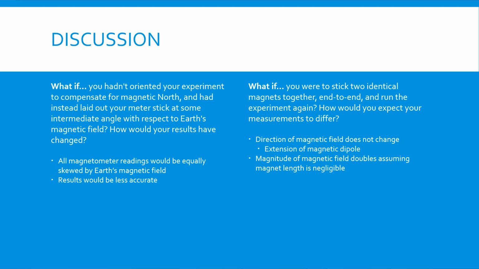If 2 identical magnets were stuck together before performing the experiment again, we could find that the direction of the magnetic field does not change because the second magnet essentially extends the already existing magnetic dipole. However, the magnitude of the magnetic field would double if we assume the lengths of the magnets are negligible compared to the distance to the observation location.